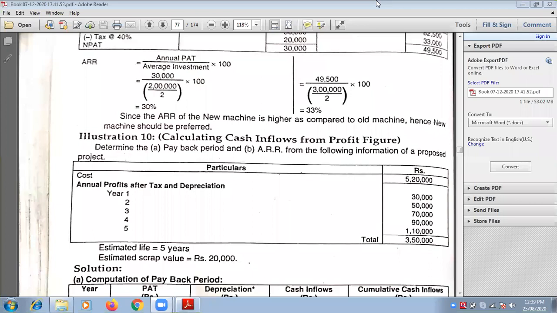Yes. So this is the question again. We are doing it for ARR. Determine ARR from the following project. Cost of the project is 5,20,000.